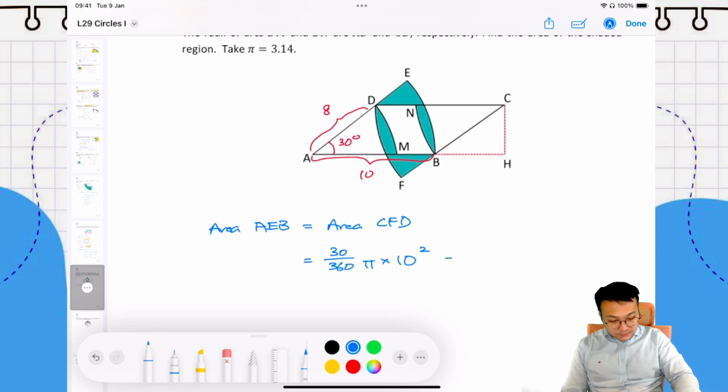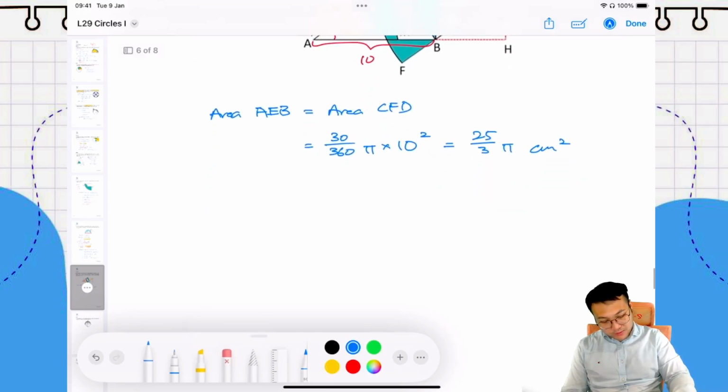Now, if you work this out, we'll get 25 over 3 pi. So this is the area of the pizza. Now let's find the area of the other pizza. I think we need to find the area of the smaller pizzas, ADM and CBN. These two pizzas are the same. So let's find the area of these two pizzas.